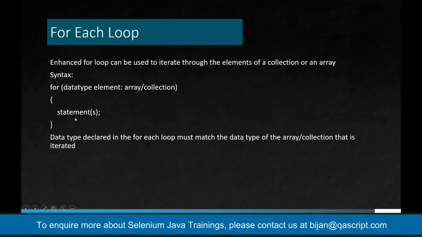You will still have to write the statements inside the for loop, but inside the for brackets you need to specify the array or collection which you are trying to iterate. Then there is a colon mark, and in the beginning you need to define the data type and then the element, which is nothing but a variable. It is read as: for each element in the collection, execute this statement, and it will iterate until the last element of the collection. That is how you read a for each loop.